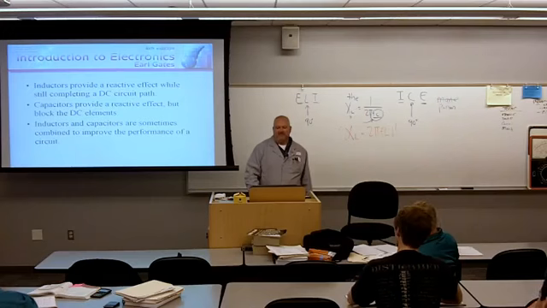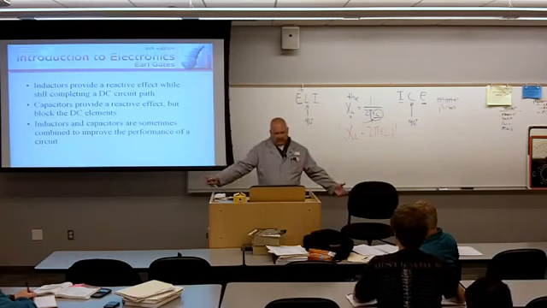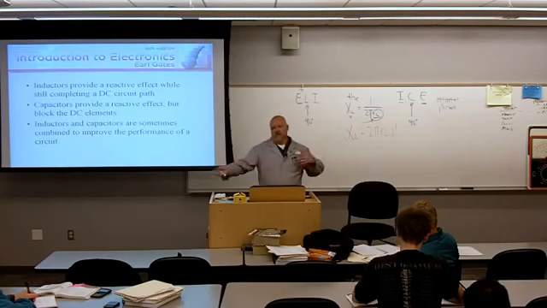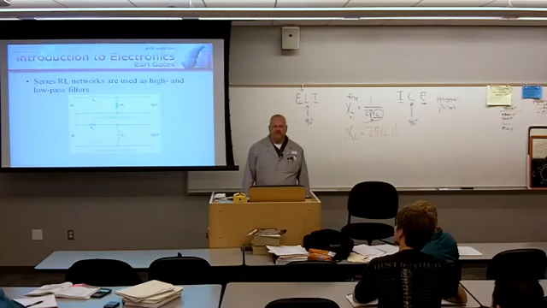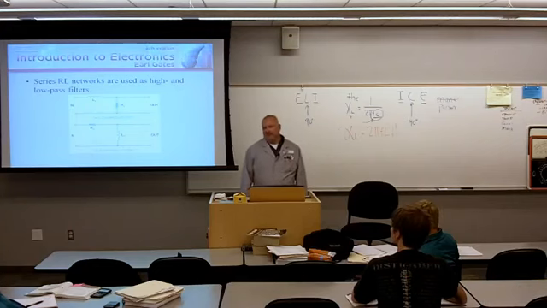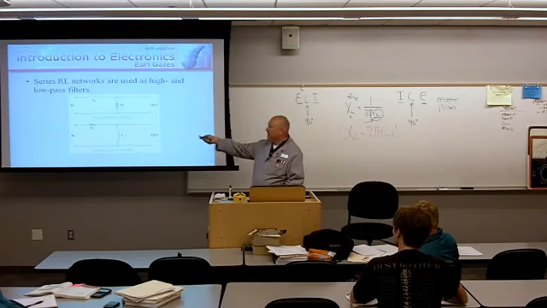Inductors and capacitors are sometimes combined to improve the performance of a circuit. Sometimes an engineer will combine capacitors and inductors and use them both in a circuit because of their positive attributes. Series RL circuits are used as high and low pass filters. What kind of a circuit is this? An AC series RL circuit.